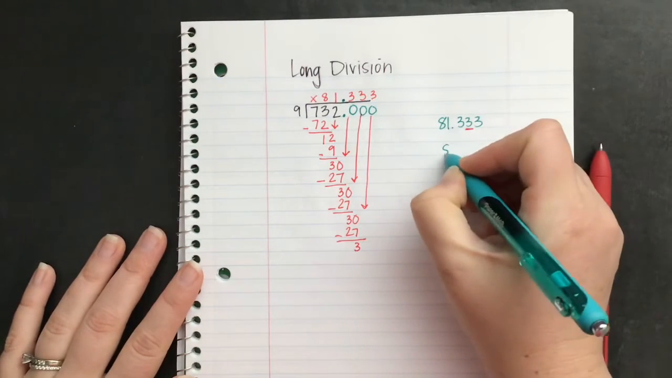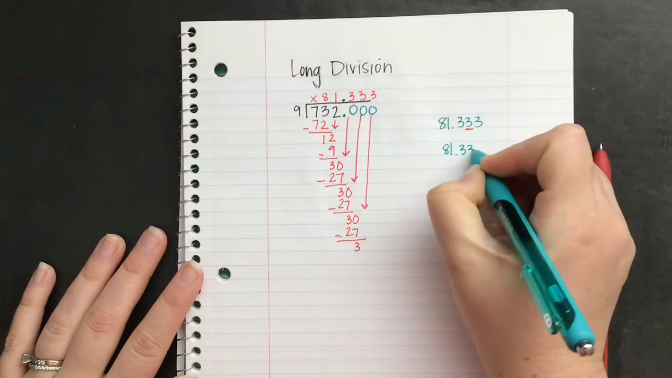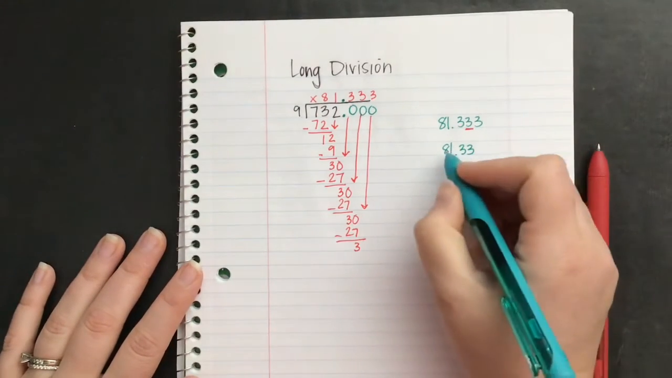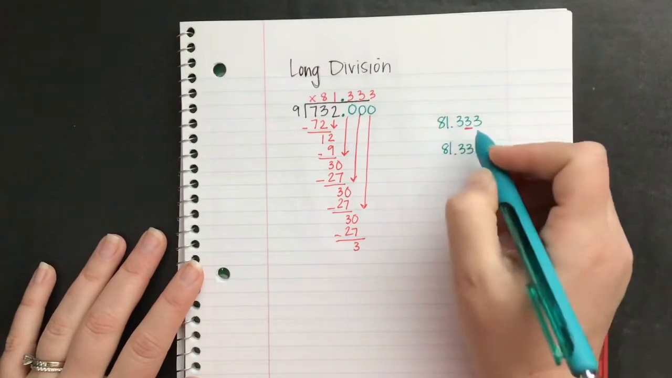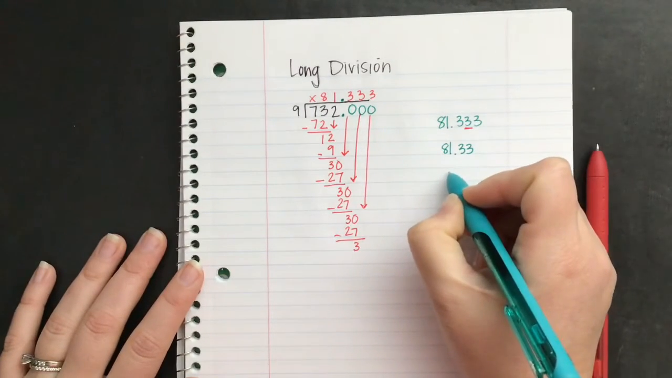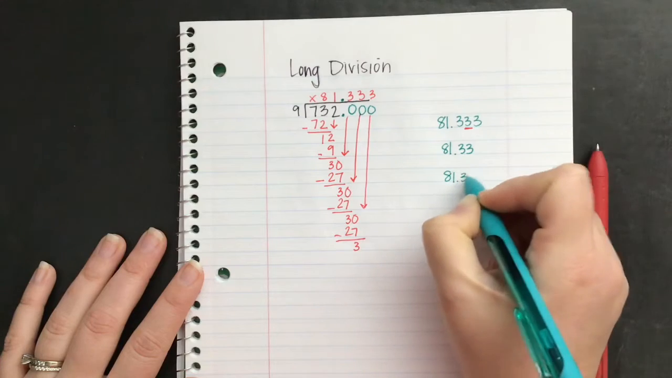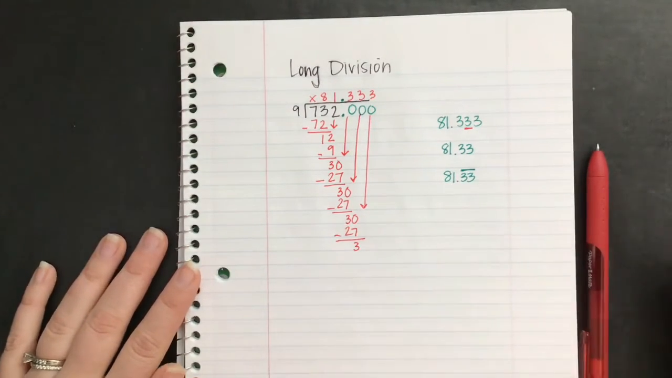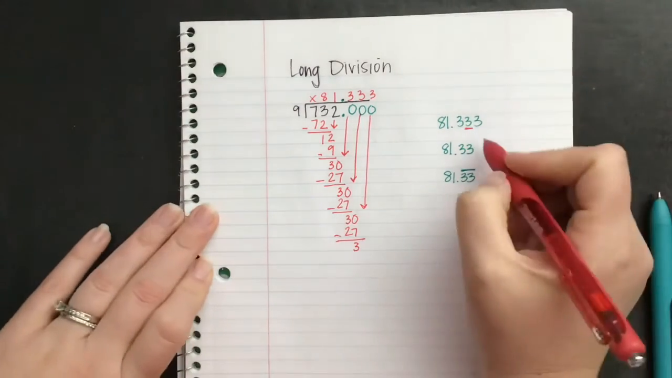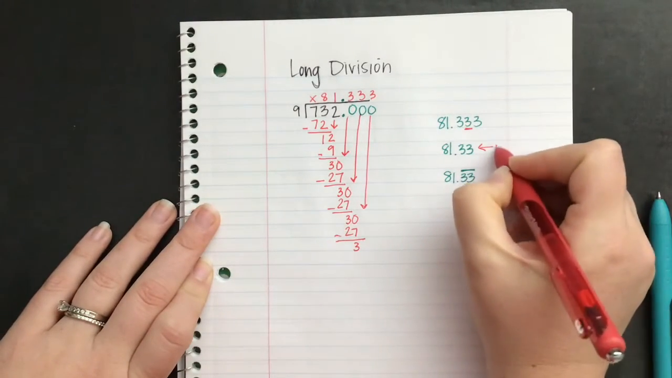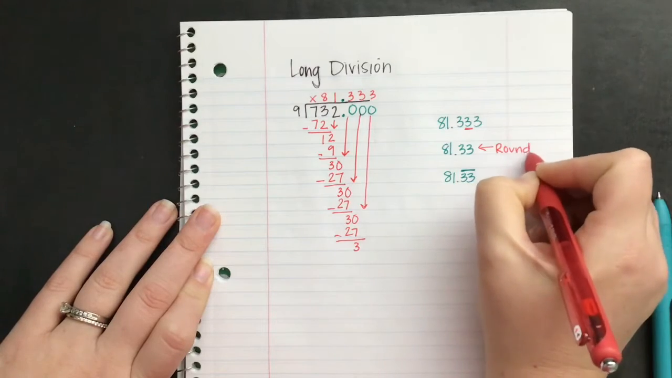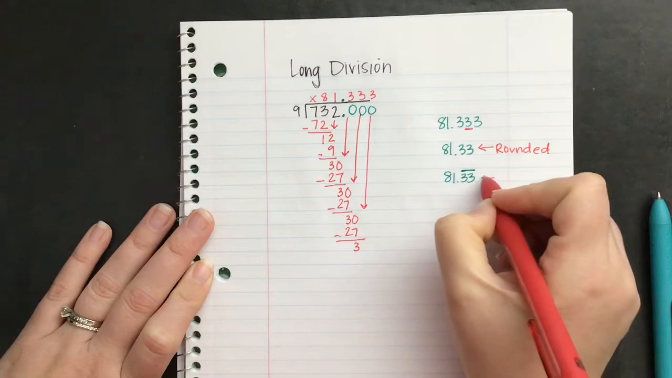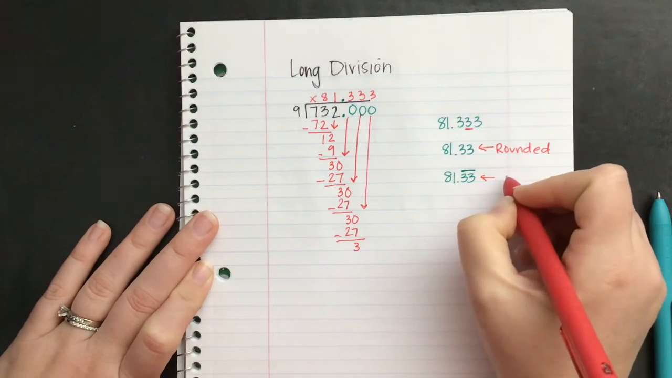So my answer would be 81 33/100ths. Okay? Another option of what you can do, because this number is repeating, you also could just say, without rounding it, you could say my answer is 81 33/100ths and put this line over top to show that it's going to repeat forever. So this right here is my rounded answer. Okay, and this right here is the answer with the repeated decimal.